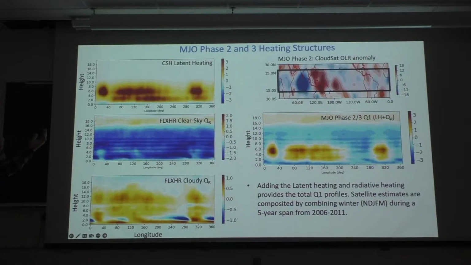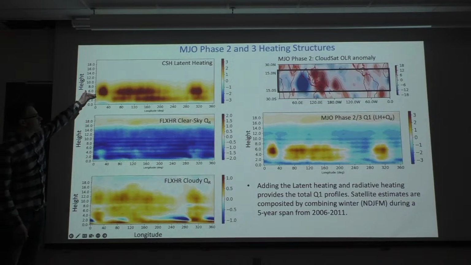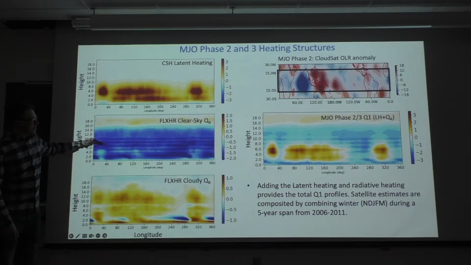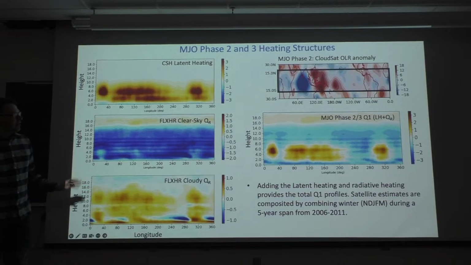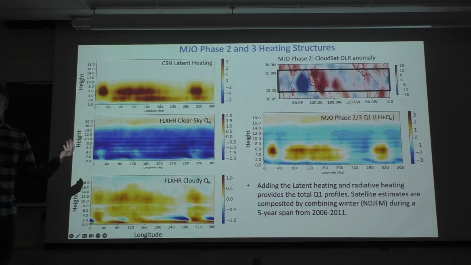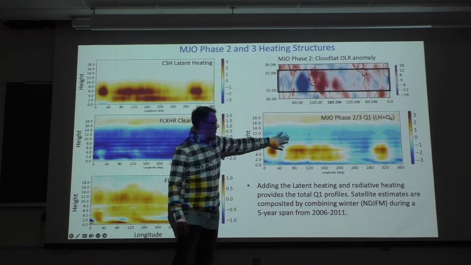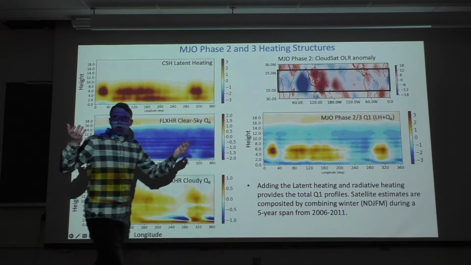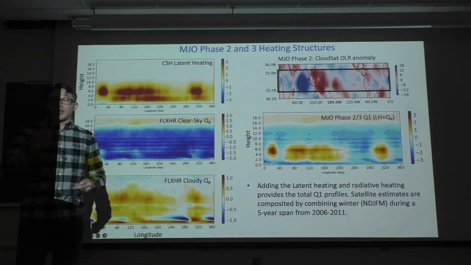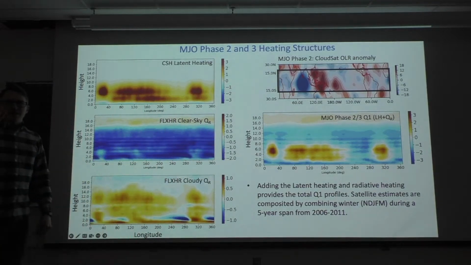So this is what that same process looks like for the MJO. Here's phase 2 and 3: latent heating, the clear sky radiative heating, and cloudy sky on the bottom. On the right-hand side is when we add all those components together. Now this doesn't look like much here. You can see where the latent heating signal dominates and the clear sky longwave cooling in the atmosphere dominates. But again, when we look at the anomaly, that's where things shine between radiative heating and latent heating.